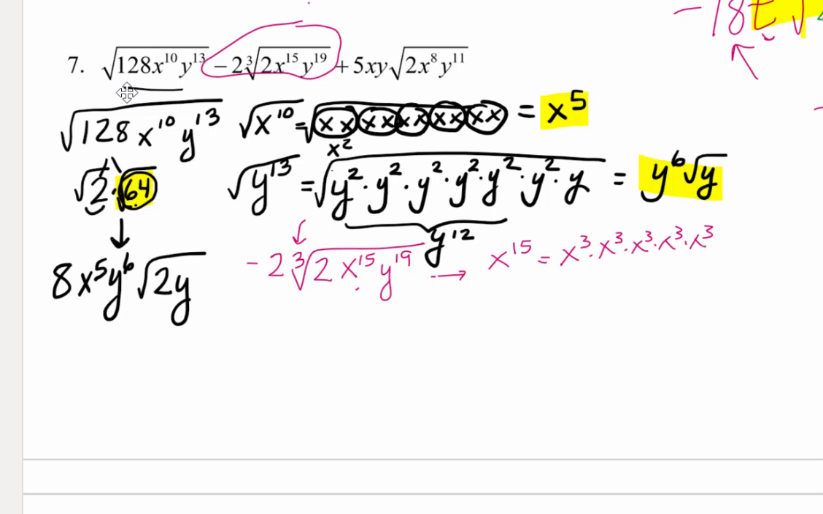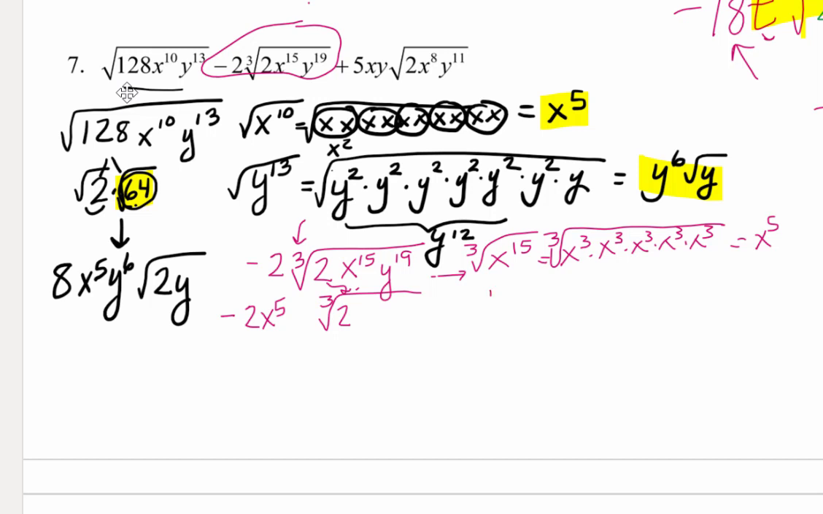I mean, there are 5 x cubes to make x to the 15th. So when we take the cube root of that, we get an x to the 5th, because we had 5 groups of 3 x's. So that x to the 5th comes out here with this negative 2. Negative 2x to the 5th. And inside the cube root, we still have the 2 from here. Nothing from the x's. All the x's were a perfect cube, so there were no extra x's.